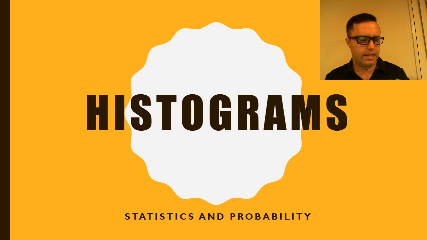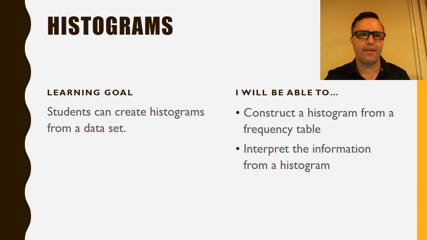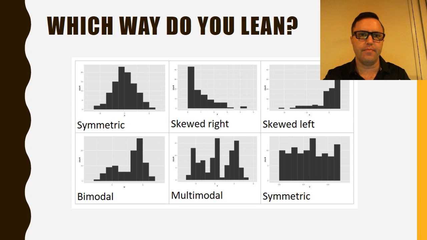We're going to be looking this time at histograms, which is part of our statistics and probability unit. Your learning goal for this one is that students can create histograms from a data set, and at the end of this you want to be able to construct a histogram from a frequency table and interpret the information from a histogram.